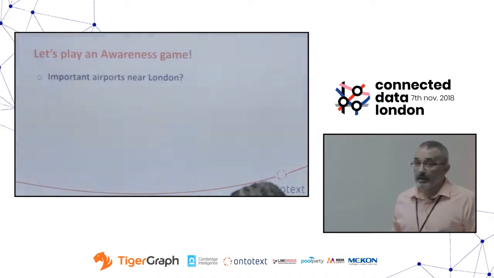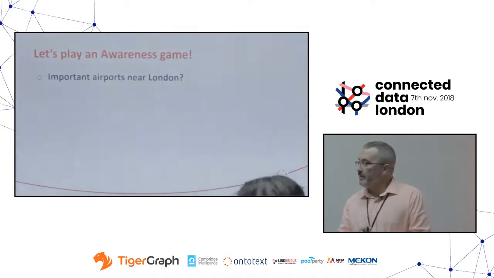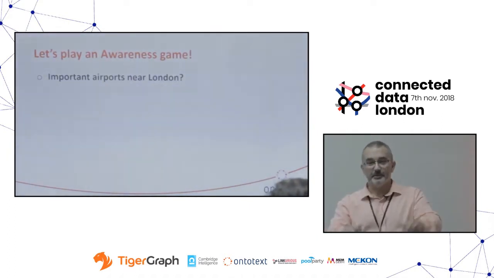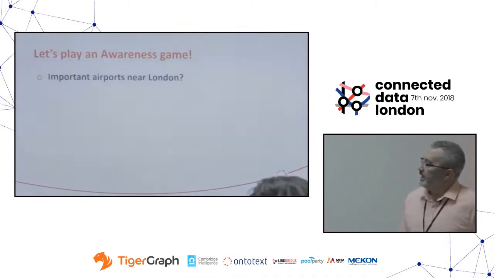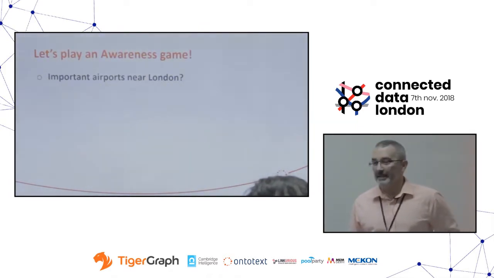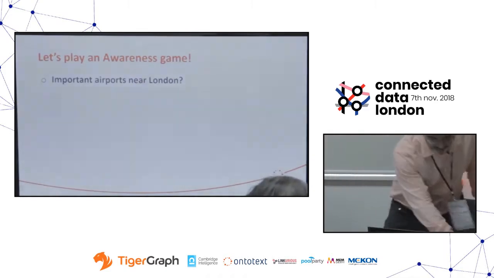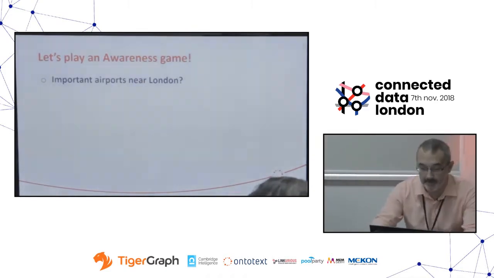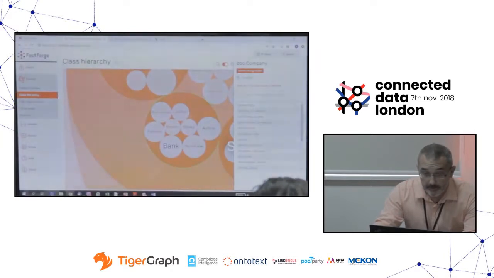And I'll finish off with this, I call it the awareness game. So I have questions for you. So we'll start off the interactive session, and then we'll see how the machine does it. So let's start with the easy ones. Important airports near London. Heathrow, City, Stansted. Yep. Gatwick. Okay.